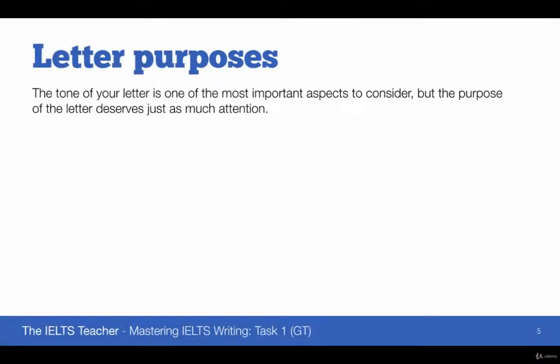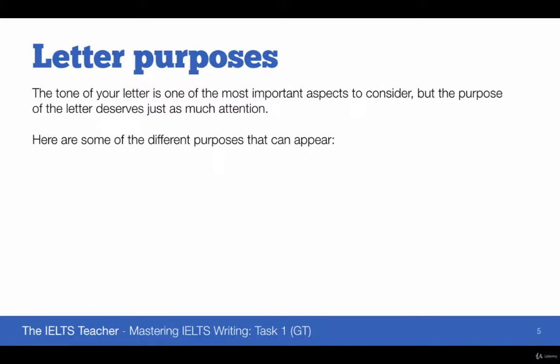The tone of the letter is, of course, one of the most important aspects to consider, these letter types, tones. But the purpose of the letter deserves just as much attention. As we saw from the last lecture in the band descriptors video, it's very important in order to achieve a band 7 or above that we present a clear purpose to the letter, with the tone consistent and appropriate. So both of those things very important.